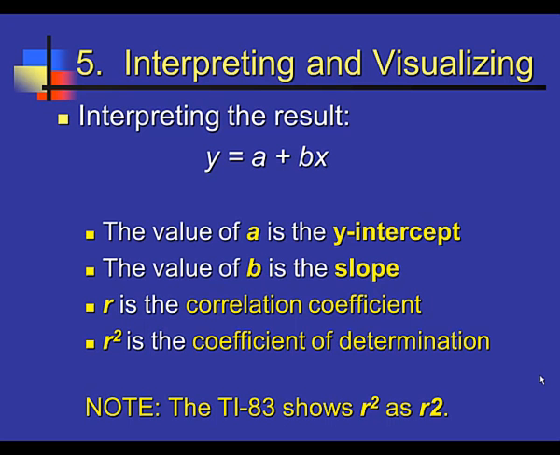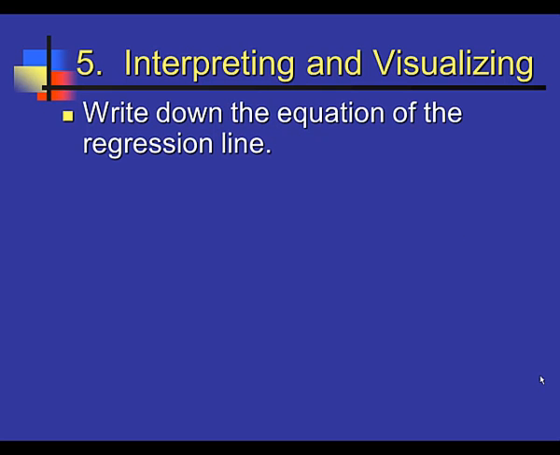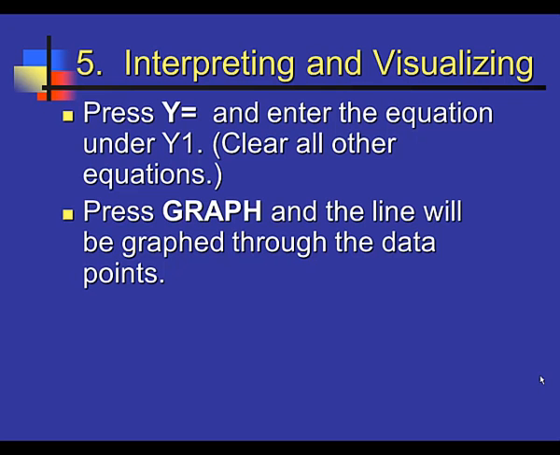Pause the video and write down your equation. You can round to 1 decimal place. Next, we want to graph the equation, and so we're going to press the y equals key, which is on the top row of the calculator, and enter the equation under y1. Please clear out all other equations. Then press graph, and the line will be graphed approximating the data with a straight line.